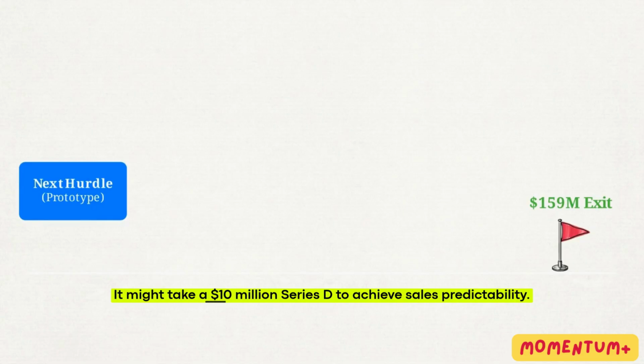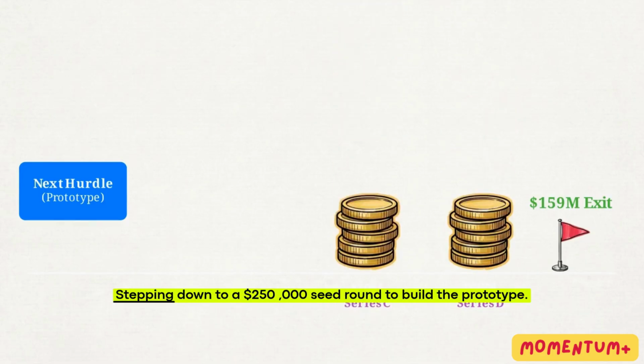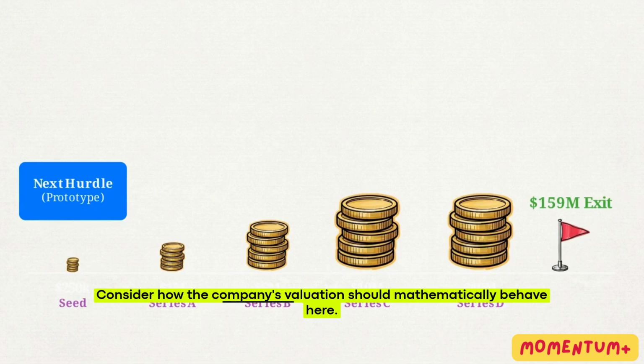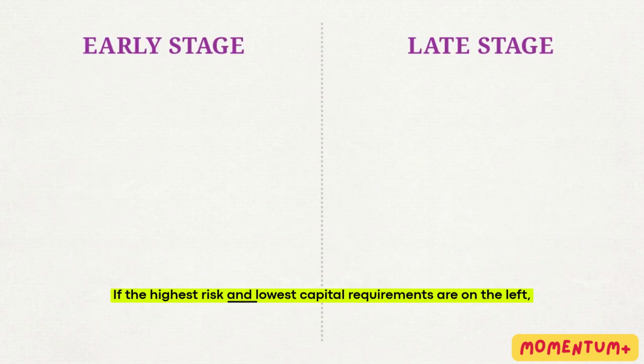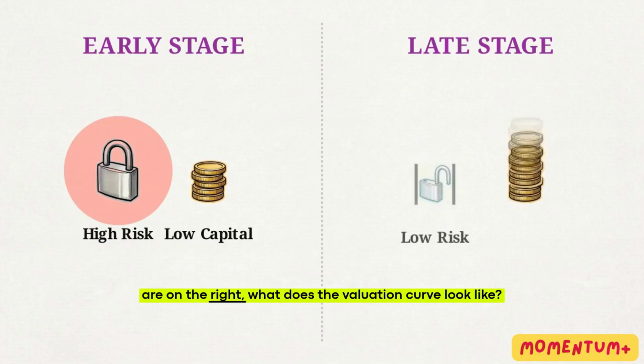It might take a $10 million Series D to achieve sales predictability, another $10 million Series C for distribution partnerships, stepping down to a $250,000 seed round to build the prototype. Consider how the company's valuation should mathematically behave here. If the highest risk and lowest capital requirements are on the left, and the lowest risk with the highest capital requirements are on the right, what does the valuation curve look like?